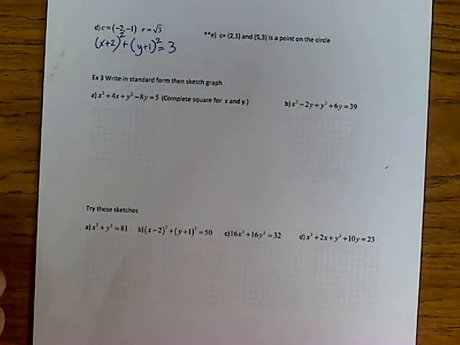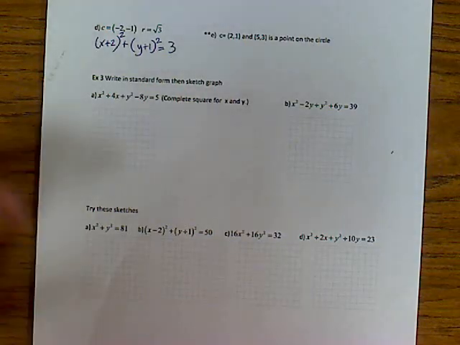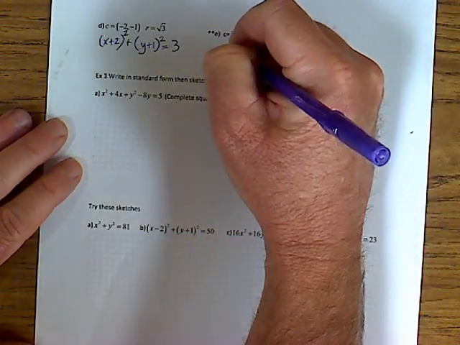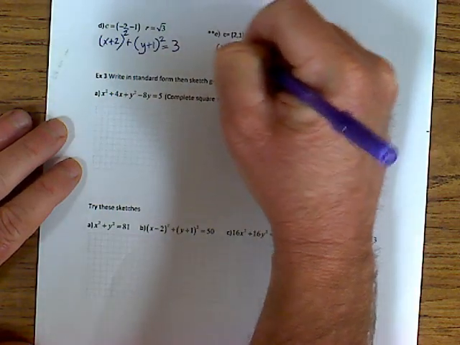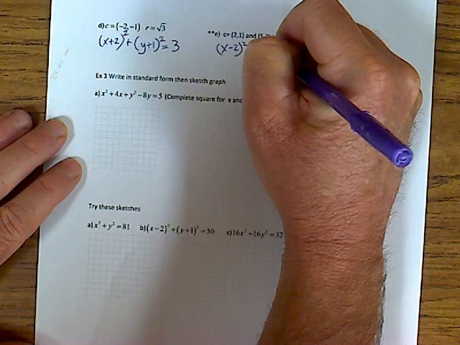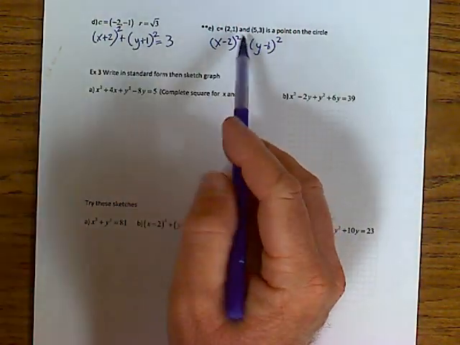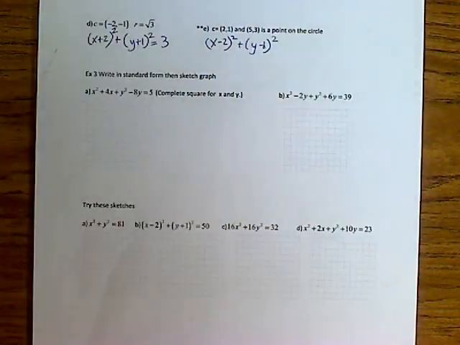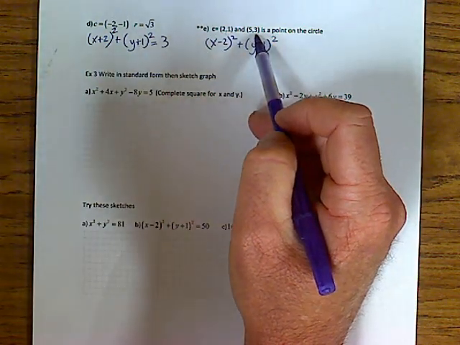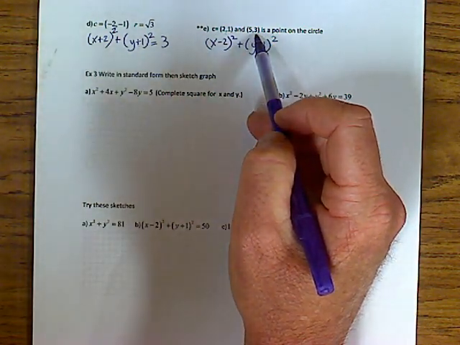Okay, easy enough. All right, so now, for letter E, they give us the center. They say the center is (2, 1). So that means it's going to be (x - 2)² + (y - 1)². But here's the problem with this one. It does not give us the radius. It does not tell us. They give us the center, and then they give us a point on the circle. How are we going to find the equation of the circle?